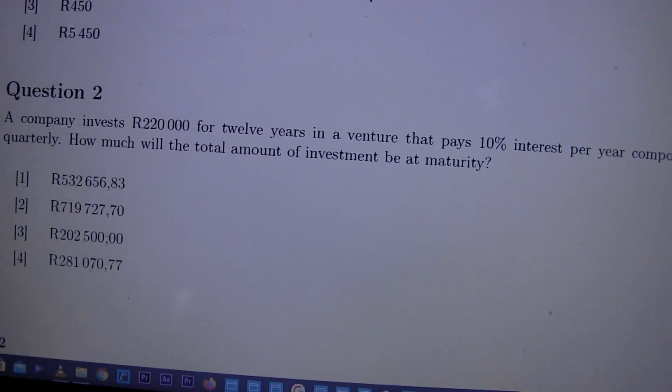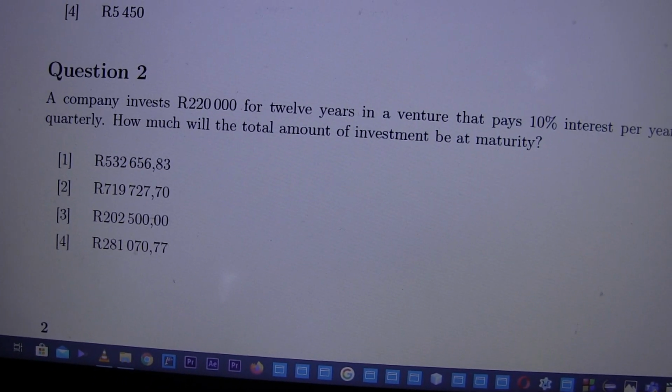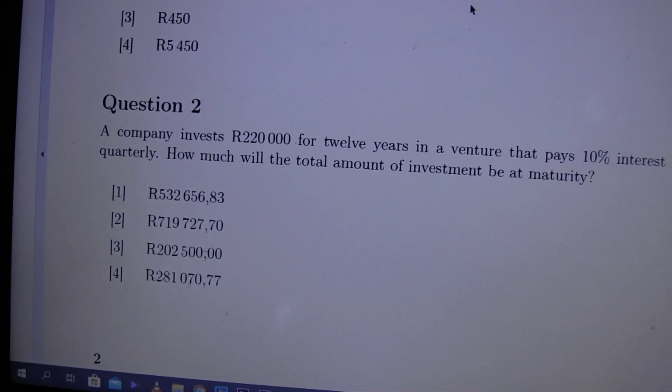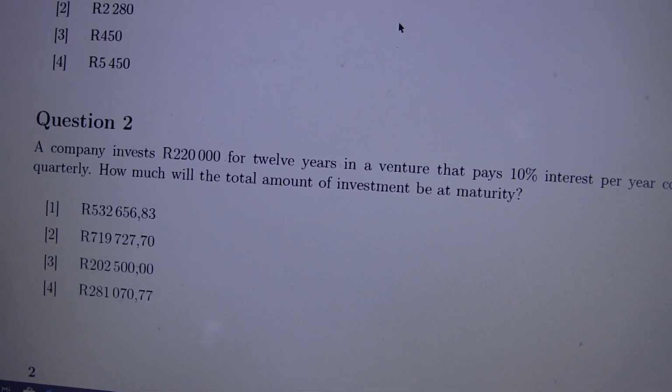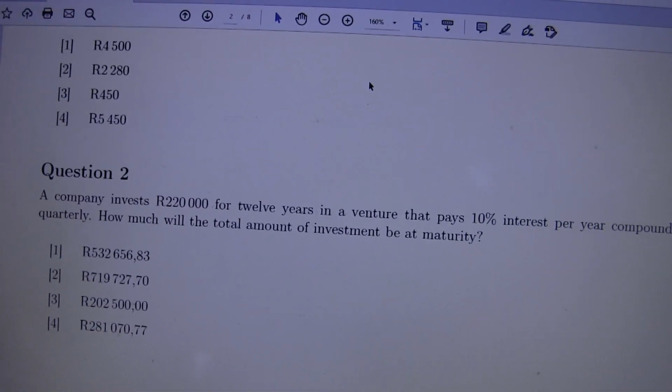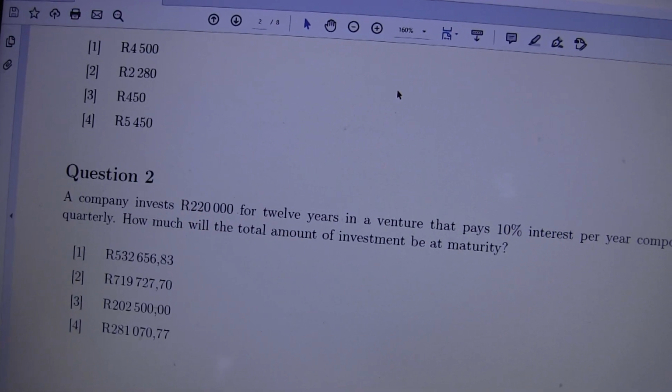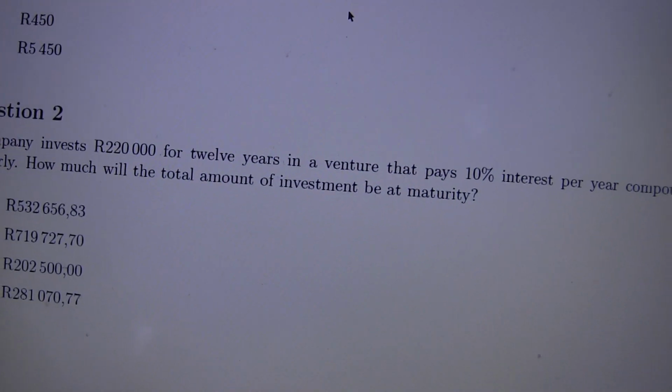So it is compounded quarterly. So this is compound interest. So now it's not simple interest. They say it's compounded quarterly, which means it's compound interest. So for compound interest, the formula is not going to be the same. It's going to be another formula.